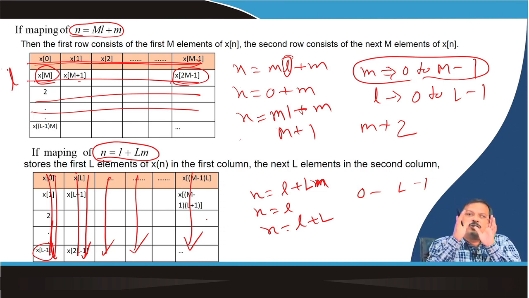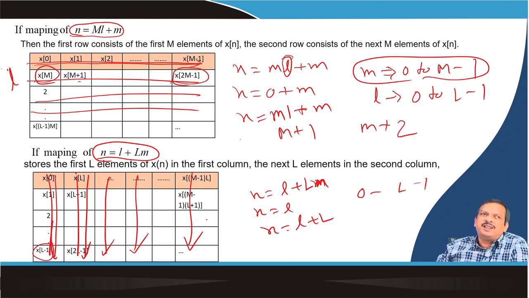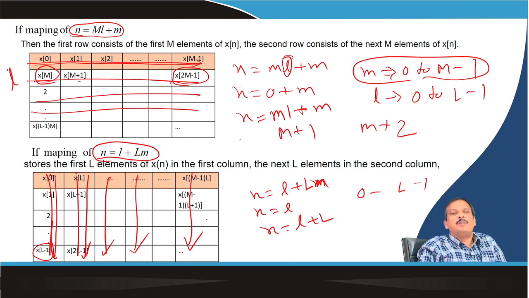So when I store the data column wise in a two-dimensional array, then my index is n is equal to small l plus capital L into small m. When I want to store the data row wise, then n is equal to capital M into small l plus small m.